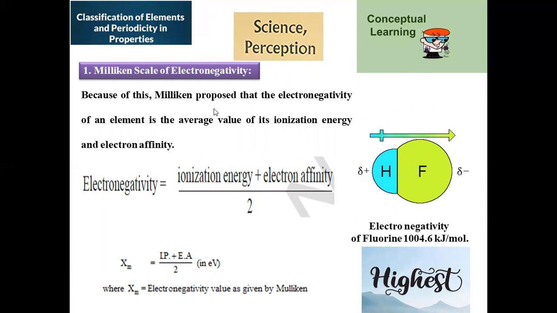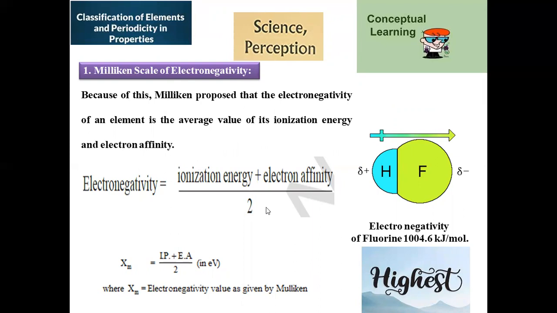Now, electronegativity can be measured in different ways, as different scientists had different perceptions. First, electronegativity was calculated by the scientist called Mulliken. That is called the Mulliken scale of electronegativity. Mulliken proposed that the electronegativity of an element is the average value of ionization energy and electron affinity. Ionization energy is the energy needed to remove an electron from a gaseous atom. Electron affinity is the amount of energy released when an electron is added to an element in the gaseous state.